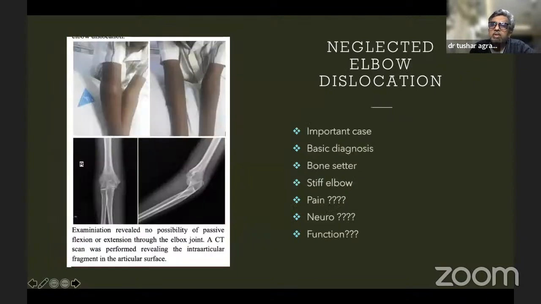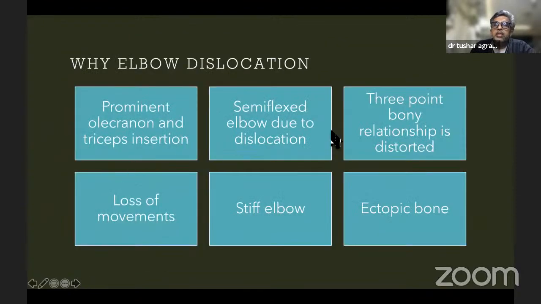We'll see what other features are very important. They will definitely give a history of having been to a bone setter. They'll say that they have a stiff elbow, they've lost range of movement. They may or may not have pain, they may not have neuro deficit, but they will definitely have loss of function. And these are the features.